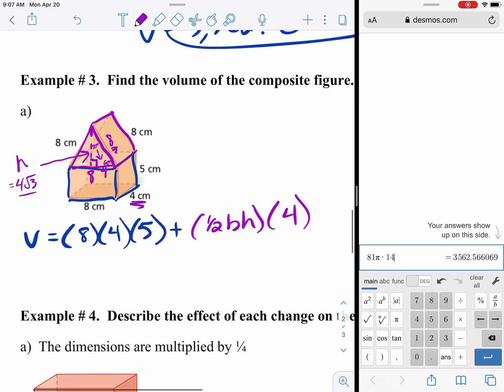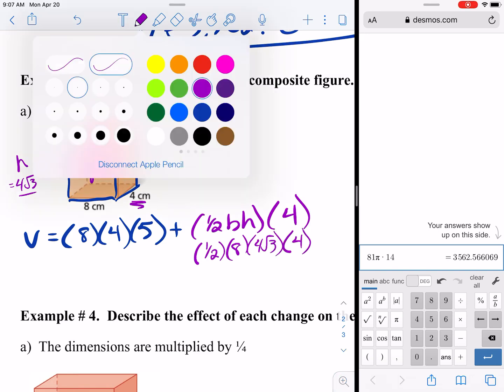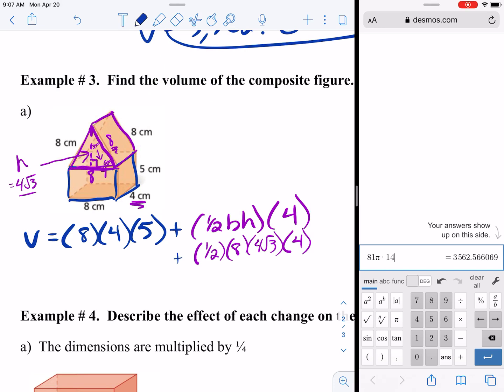So for the area of the base, we have 1/2. The base is 8. It's this whole length right here. The height is 4 root 3 times the height of the prism, plus the volume of the rectangular prism. 8 times 4 times 5, 160.